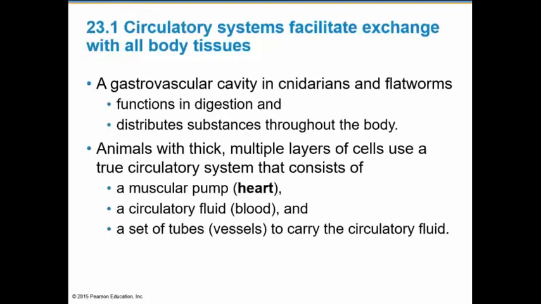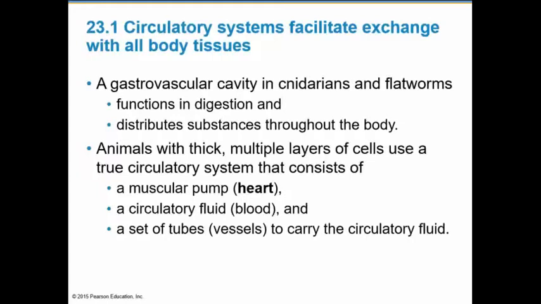Well, cnidarians and flatworms don't really have a circulatory system, but they have a gastrovascular cavity, which not only facilitates digestion, but also transport of materials to all parts of the body. Now, animals that have a very thick body, multiple layers of cells, that isn't going to work. They have to have somewhat of a true circulatory system that has a heart, number one, to pump a circulatory fluid, which is blood, and blood vessels to transport this fluid throughout the body.